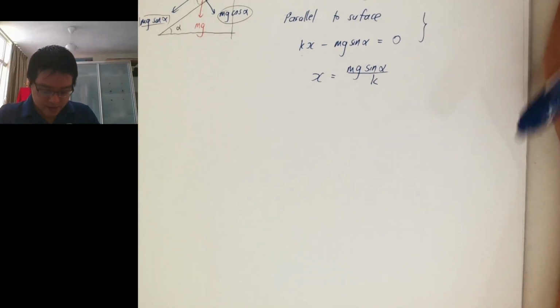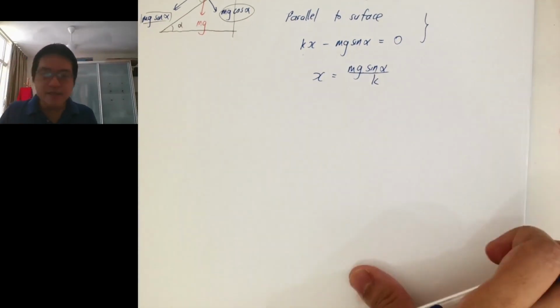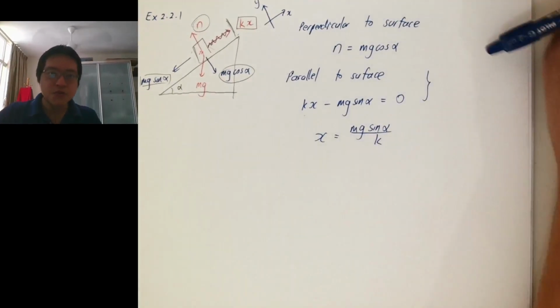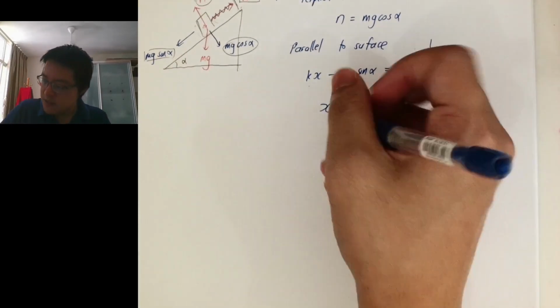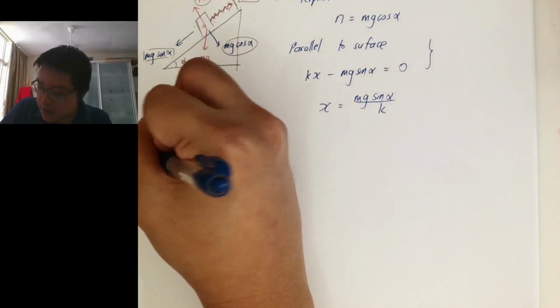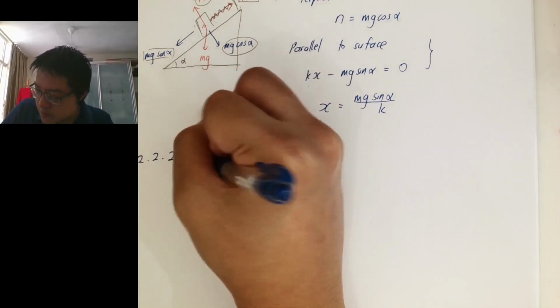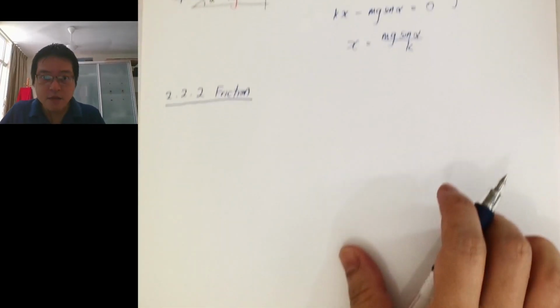Okay, so that is example 2.2.1. And so this is how you solve a spring type of question, right? So right now, let us talk about another kind of force which is a bit harder than spring, which is friction. Okay, so let's talk about friction.